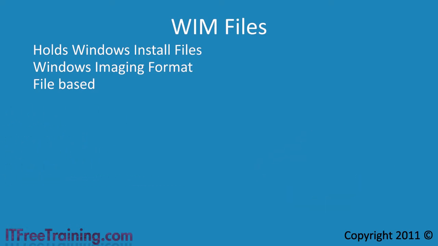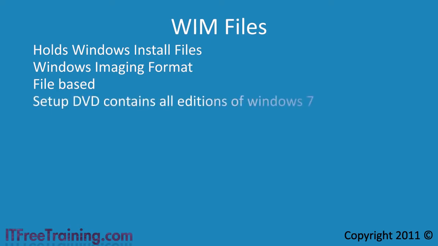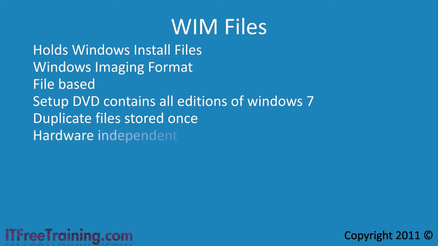With Windows 7, each copy of the Windows DVD contains all the editions of Windows 7. These editions, even though they have different features, share many files. Duplicated files are stored in a single instance, reducing the overall size of the DVD. This is why so many different editions of Windows can be installed on the same DVD. Unlike sector-based image formats, WIM files are hardware independent.